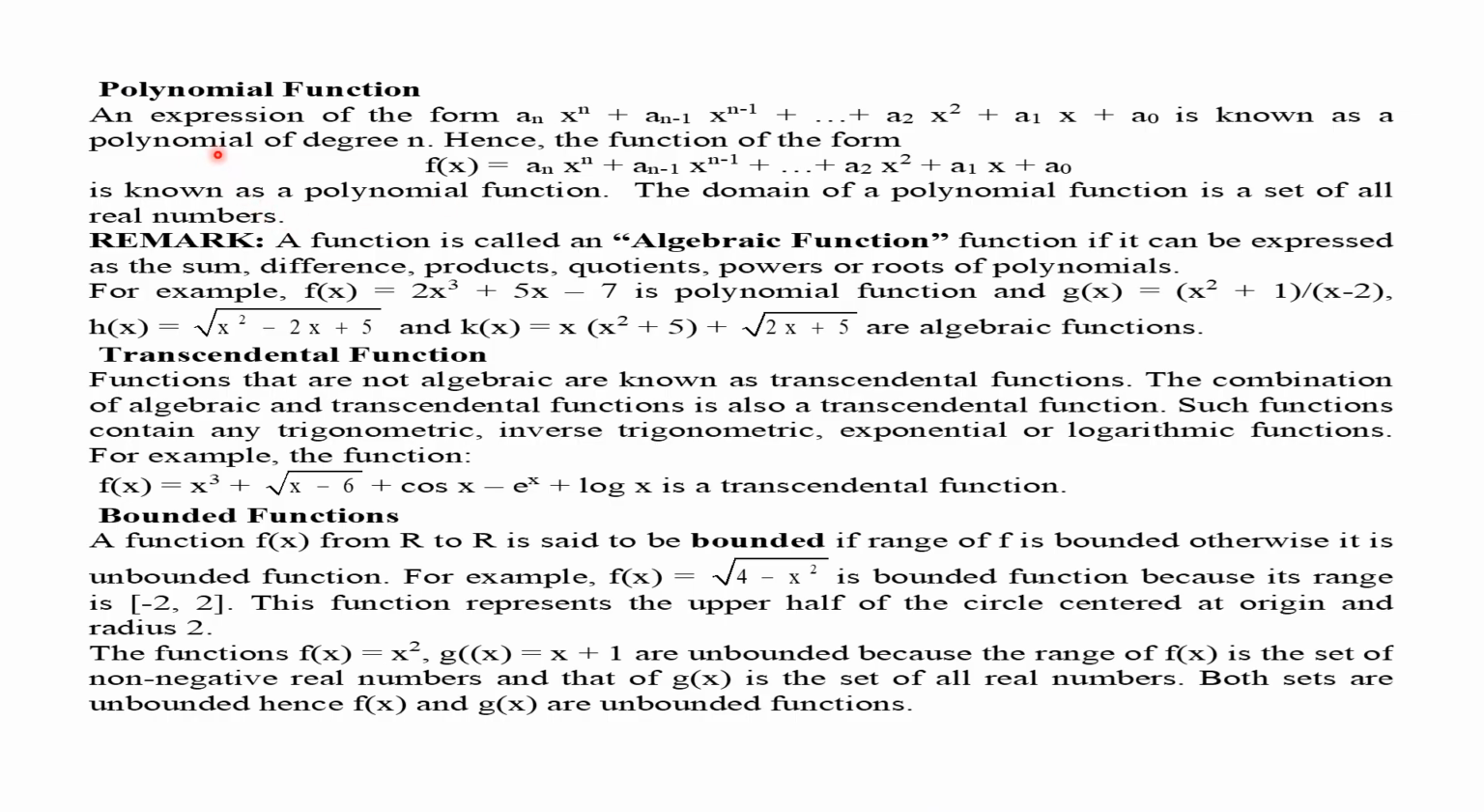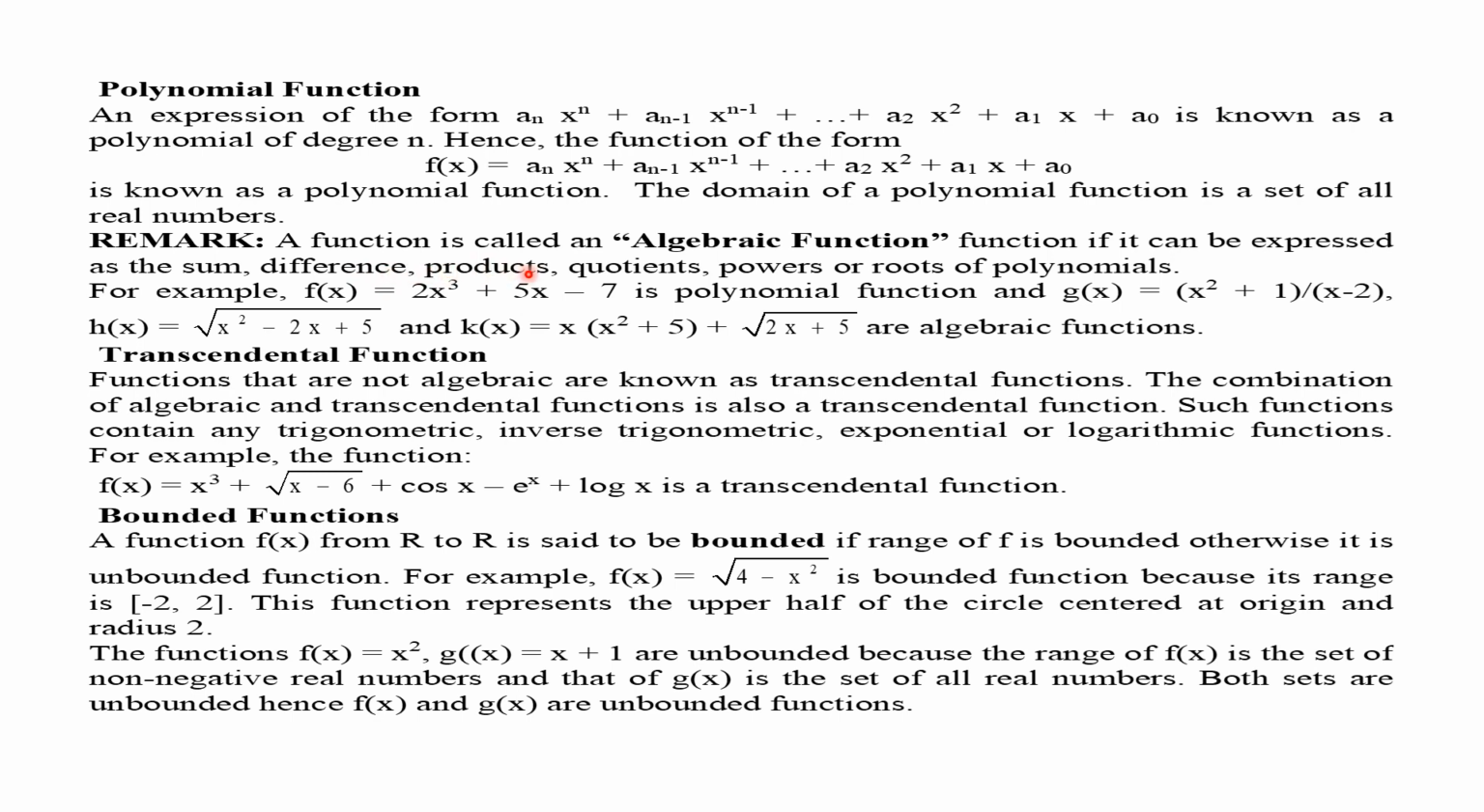Let me say more about the polynomial function. An expression a_n x to the power n plus a_(n minus 1) x to the power n minus 1 and so on, plus a2 x square plus a1 x plus a naught is known as a polynomial of degree n. Hence a function of the form f of x equals a_n x^n plus up to a naught is known as a polynomial. The domain of a polynomial is the set of all real numbers.